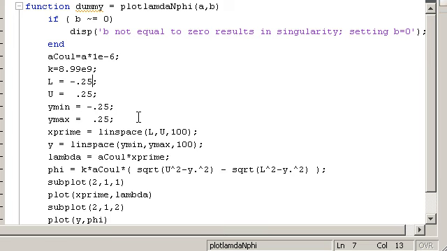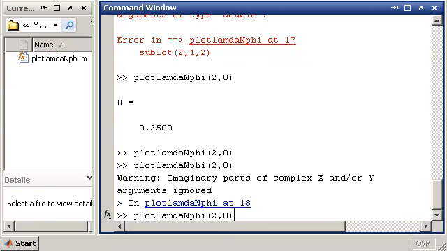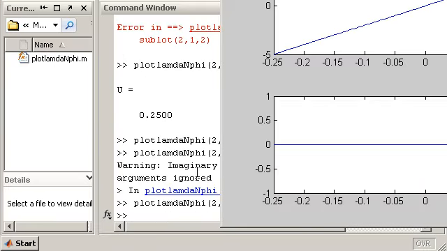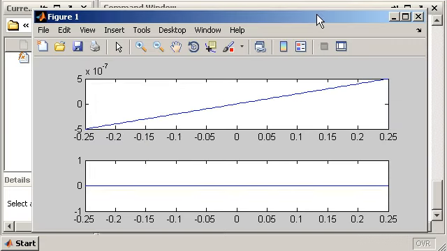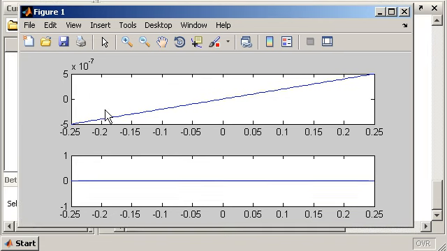So this was minus 0.25. Let's make sure it works still. Oh, again. So I got nothing extra being printed to the screen, nothing at all in fact. And I get lambda versus x and phi versus y. And I think they both look right.